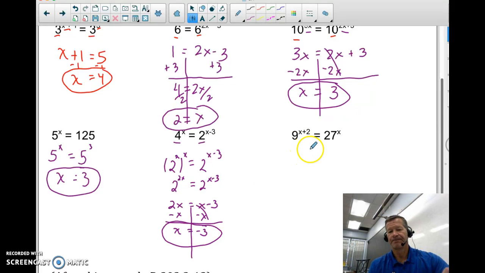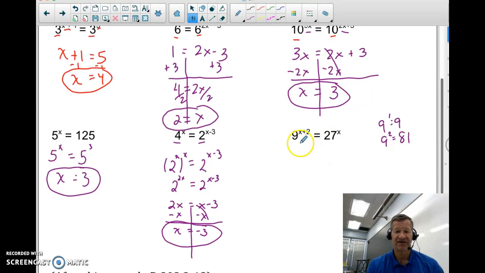In this last one, I have bases of 9 and 27. Now, in this one, 27 is not a power of 9. If I go to 9 to the first, that's 9. And if I go 9 to the second, that's 81. Notice there is no 27. So I have to change both of them this time.